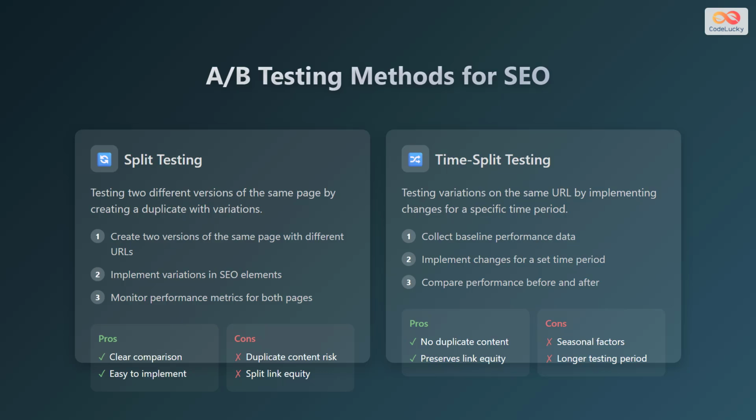Next, there is time split testing. This involves testing variations on the same URL by implementing changes for a specific time period. First, you'll collect baseline performance data. Then, you'll implement changes for a set time period, and finally, you'll compare the performance before and after the changes. Time split testing avoids the duplicate content issue and preserves link equity. But seasonal factors can influence the results, and it generally requires a longer testing period.